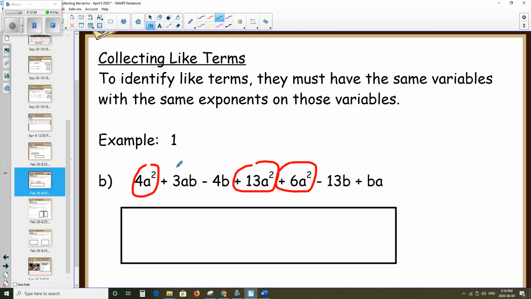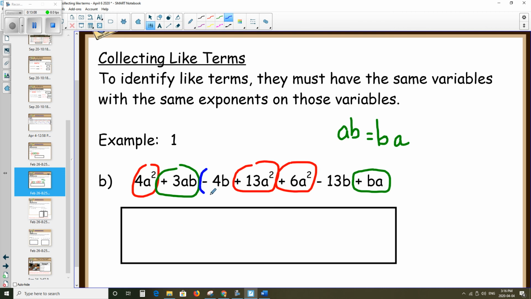And for my third, 3ab, that's positive. And this one can actually match with this one at the end, okay? Because we're going to assume that AB is the same thing as BA, okay? Those are equal to each other. So they can go together.